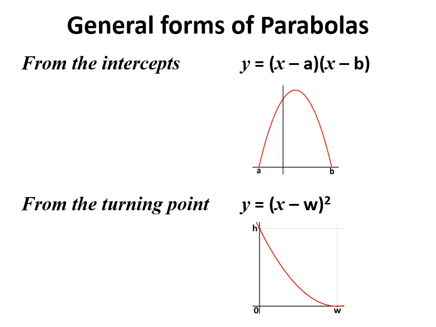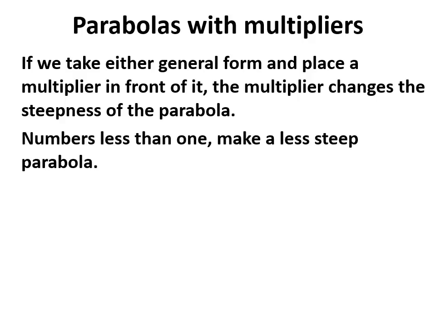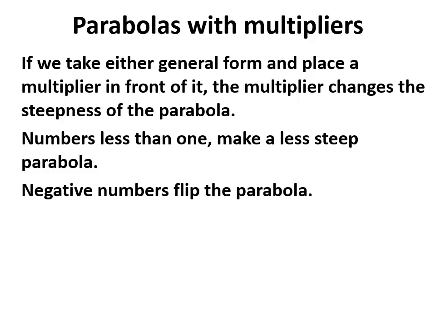So we have two forms, the intercept form and the turning point form, where effectively it intercepts twice at the same point. If we put a multiplier in front of either of those two forms, that changes the steepness of the parabola. It doesn't move it left or right, just moves it more or less steep without changing the intercepts or the turning point. If the number we put in is less than 1, then it makes the parabola less steep. If the number is negative, then it flips the parabola. So let's have a look at how that works in practice.